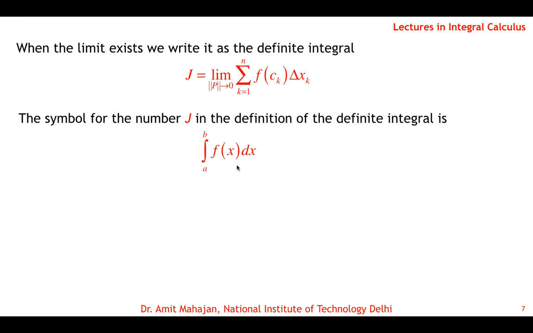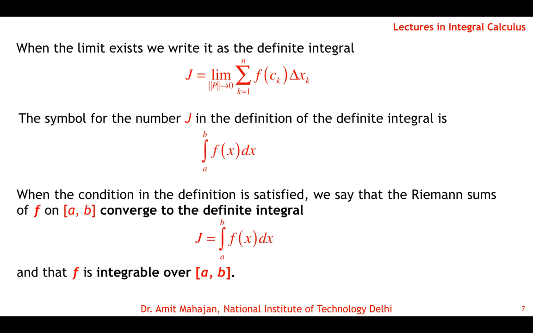Because J is the value of this integral, we can equate these two, and when the condition in the definition is satisfied, we say that the Riemann sums of f converge to the definite integral J. So that means if this limit exists, then this limit of the Riemann sum is nothing but the value of this integral from a to b of f(x) dx, and we say that the function is integrable over the interval a to b.